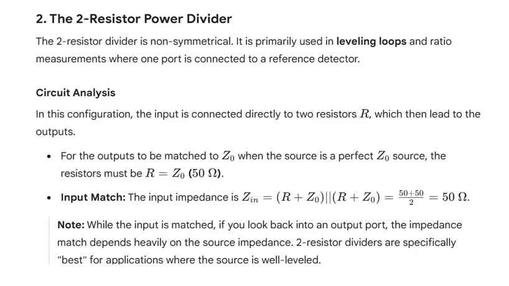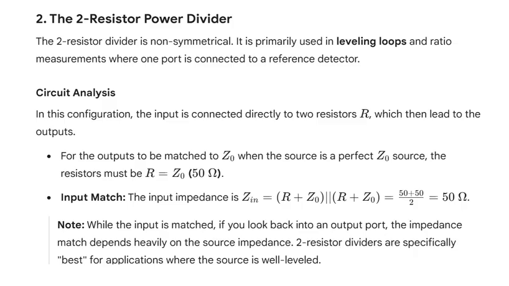2. The 2-resistor power divider. The 2-resistor divider is non-symmetrical. It is primarily used in leveling loops and ratio measurements, where one port is connected to a reference detector. Circuit analysis. In this configuration, the input is connected directly to 2 resistors R, which then lead to the outputs. For the outputs to be matched to Z0 when the source is a perfect Z0 source, the resistors must be R equals Z0, 50 ohm.